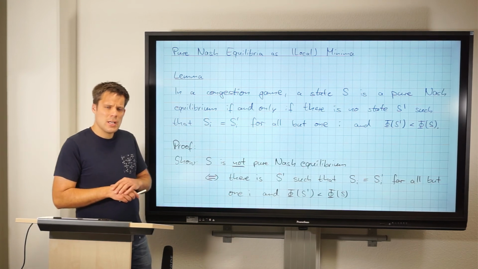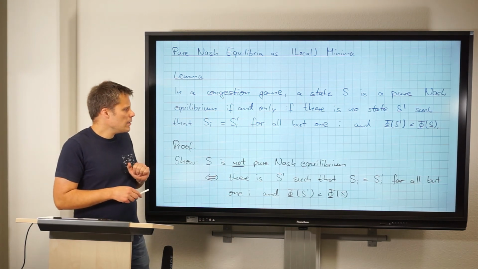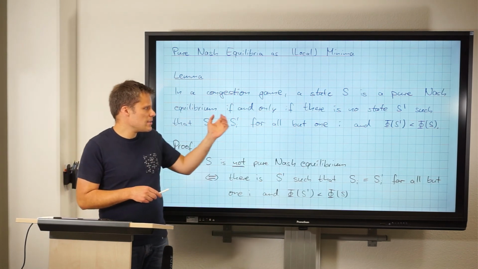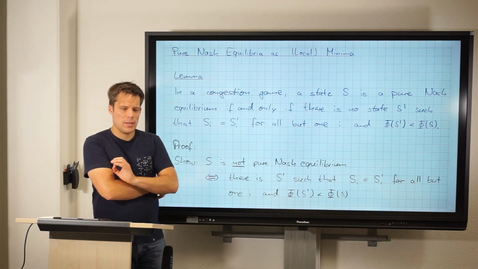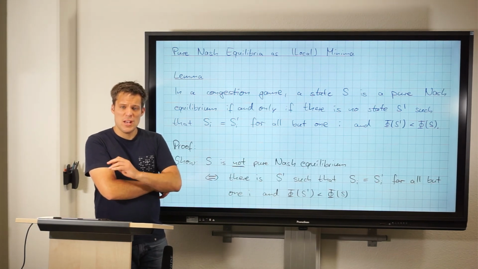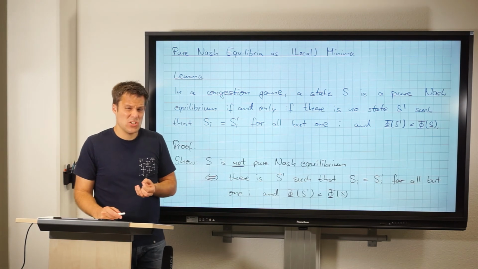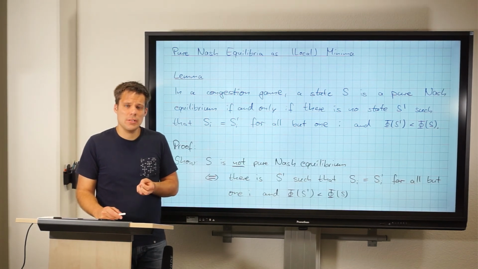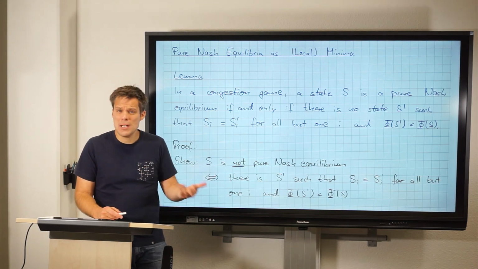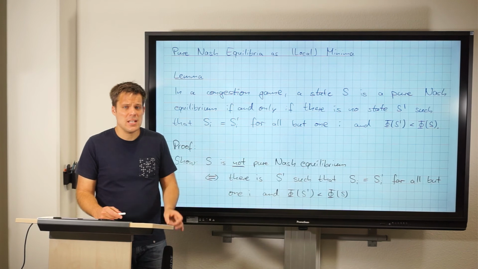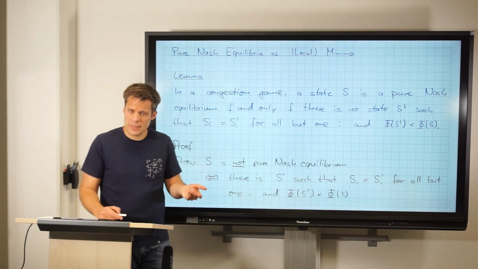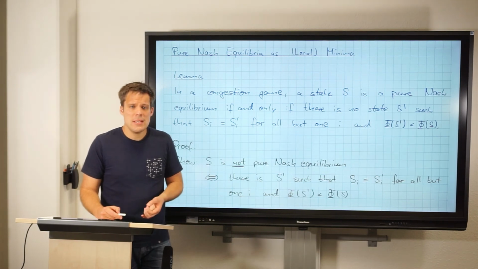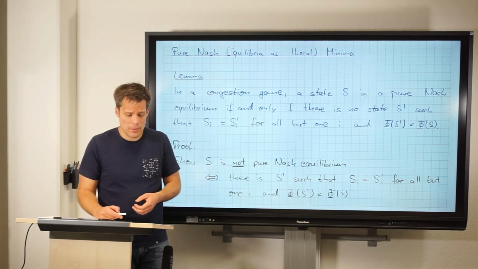So we've now shown this lemma. Once again, a state S is a pure Nash equilibrium if and only if it is a local minimum of the Rosenthal potential. So one way to compute a pure Nash equilibrium is now pretty straightforward, namely just minimize the Rosenthal potential. Find a state that minimizes the Rosenthal potential function. This is not always easy, but we will now see one case in which this is actually possible.